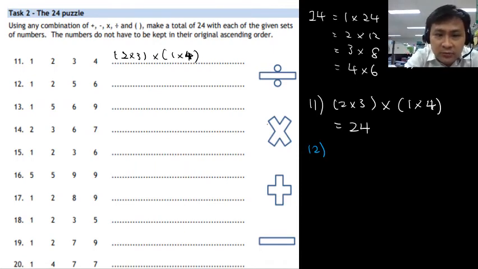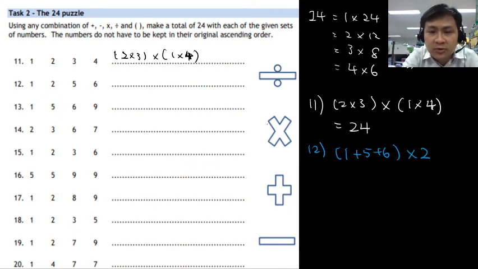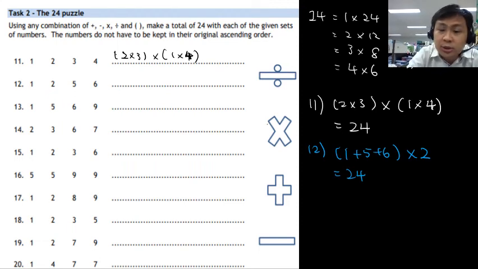So our combination for this question will be like this: 1 plus 5 plus 6 multiplied by 2, and this will give you 24. So the answer for question 12 can be something like this.